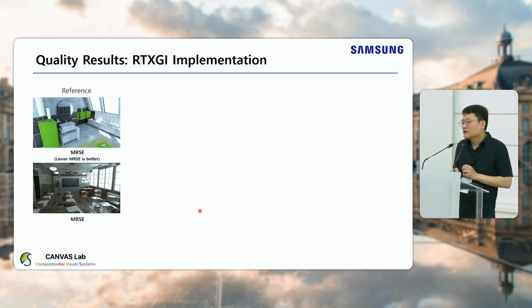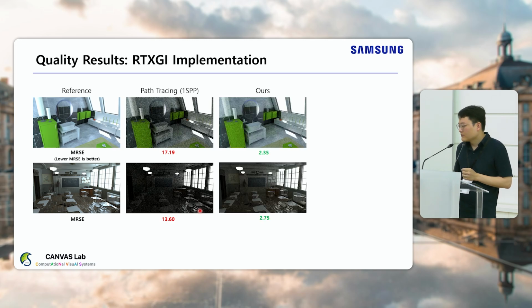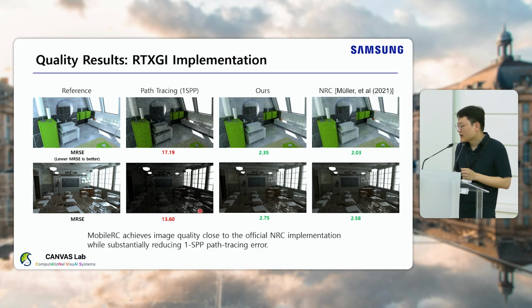So this is the quality comparison. We have two exemplary scenes. This is the baseline path tracing at one SPP. And by applying our method, we could greatly reduce the MSE value. And we got comparable values with the original NRC paper.